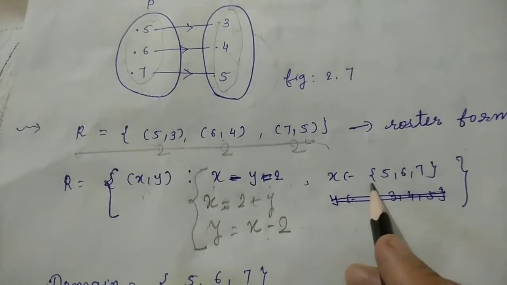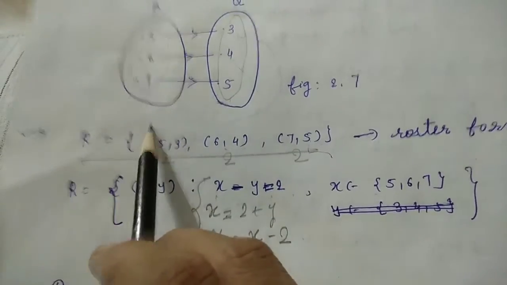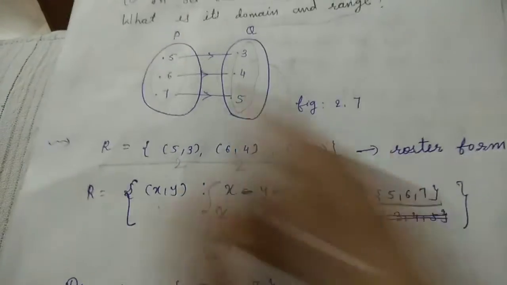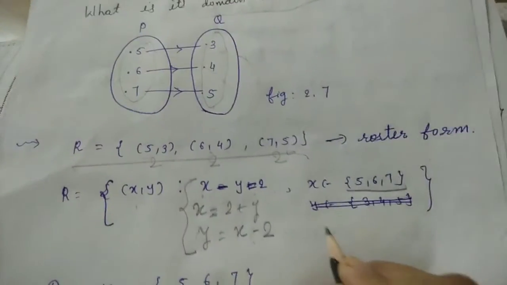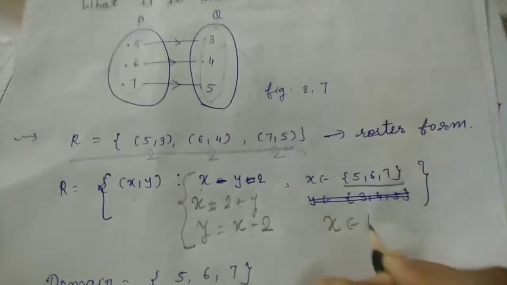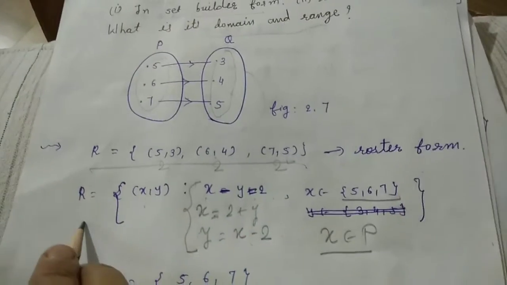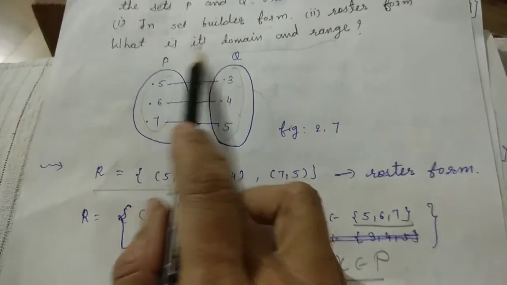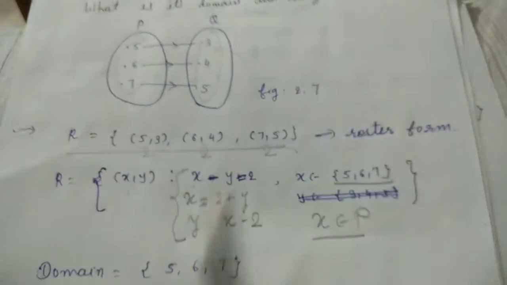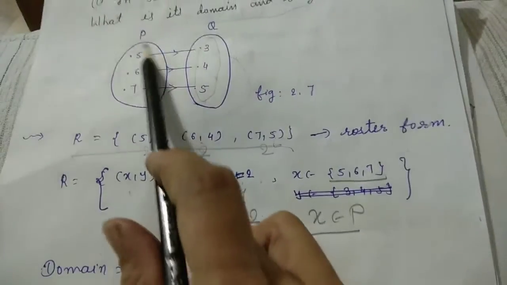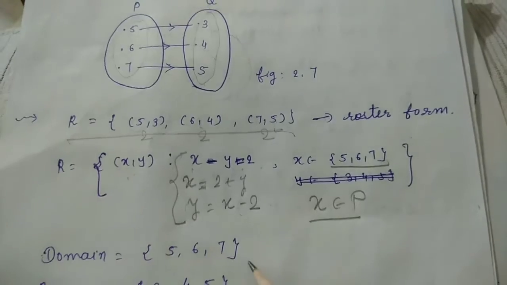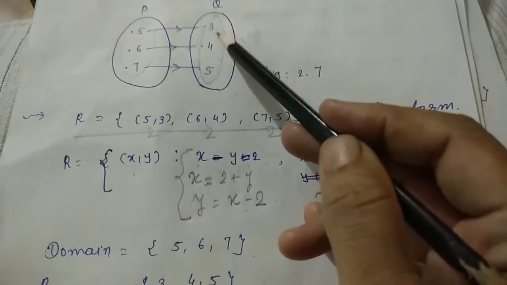Where x belongs to the set {5, 6, 7}, and this set is denoted by P. So here you can write x belongs to set P. Then also there is no problem. So this is your set builder form. Now the next question is what its domain and range are. I just told you the domain is the set of first elements, so {5, 6, 7}, and the range is the second elements, {3, 4, 5}. So in this way, student, we can solve question number 4.